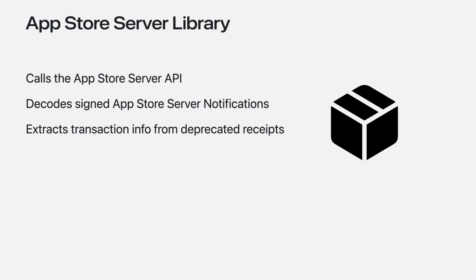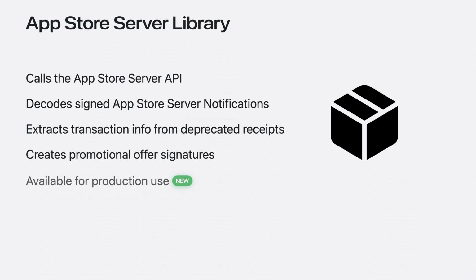The library also allows extracting transaction information from deprecated receipts, providing a transition path away from the deprecated Verify Receipt endpoint and original StoreKit client framework. Additionally, it offers a simple way to create promotional offer signatures. Last year, we were excited to release the production-ready version 1.0 in 4 languages: Java, Python, Node.js, and Swift. The App Store Server Library is now the recommended way to use the App Store Server APIs in these languages. To get started, you can download the library via the appropriate package manager for each language.